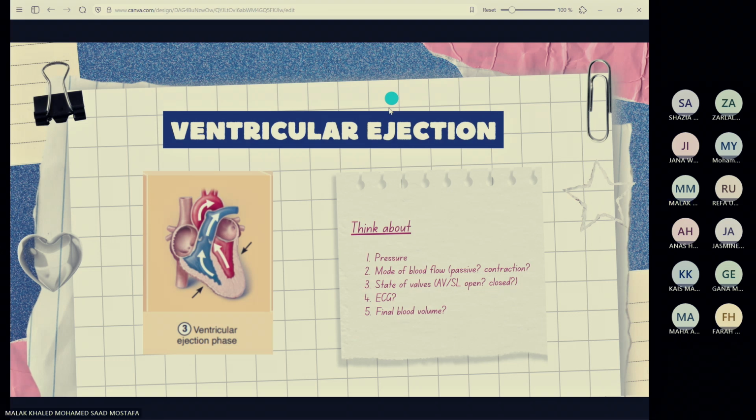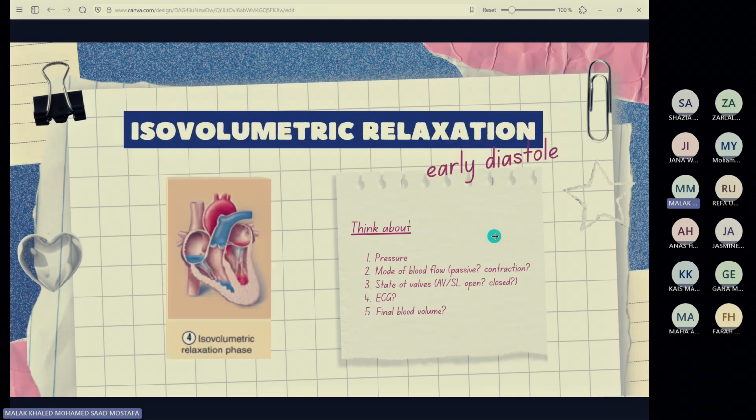For early diastole, or isovolumetric relaxation, the last bit: you've emptied your ventricles and they are relaxing, but again the volume is the same. Nothing is happening to the 50 milliliters of blood, and this is called your end systolic volume. Why is it end systolic? Because you just ejected blood out, you've done your systole, and after that you're left with 50 milliliters of blood.